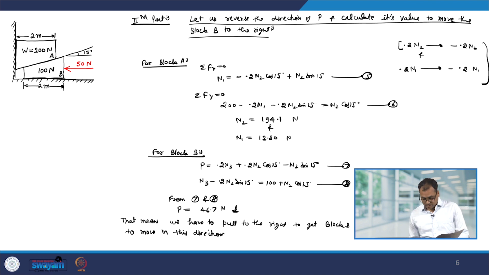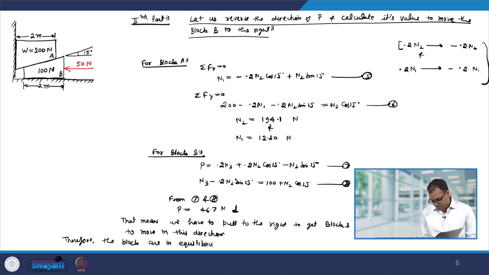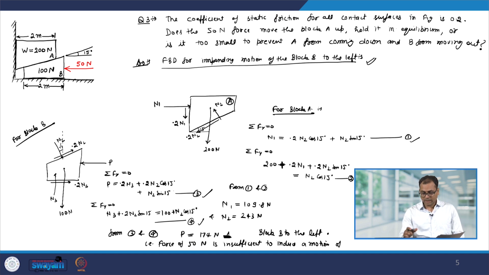Okay. Therefore, the block is in equilibrium. Because to pull the block we need 46.7 Newton force, and to push the block we need 174.7 Newton force, and we are applying only 50 Newton force. Therefore, the block will be in equilibrium.